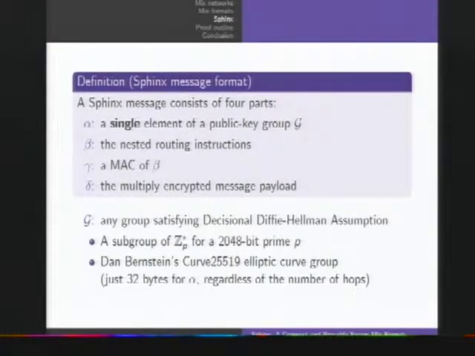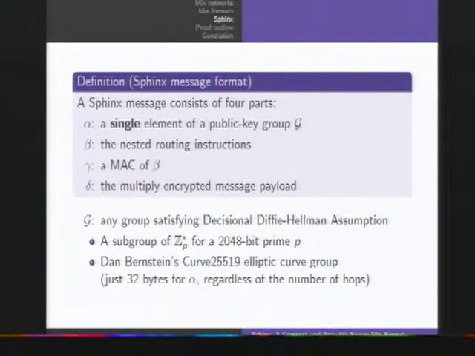So a Sphinx message consists of 4 parts. The header is alpha, beta, and gamma, and the body or the payload is delta. Alpha is an element of a public key group G. And what is this group G?